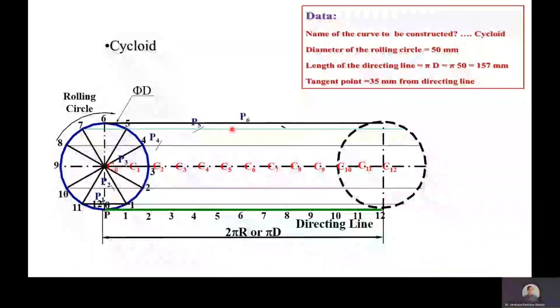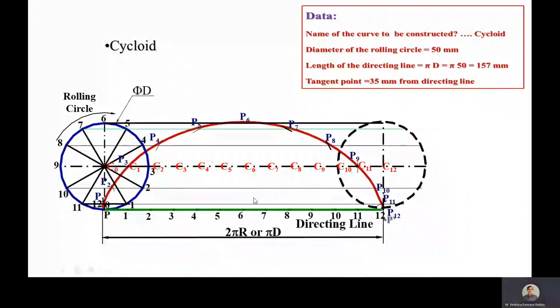Fourth point, fifth point, sixth point, seventh point, 8, 9, 10, 11, 12. That is, when the circle rolls for one complete revolution, the point P movement is to be in this way, in this way. So if you draw the smooth curve passing through these points, that smooth curve is going to be cycloidal curve.